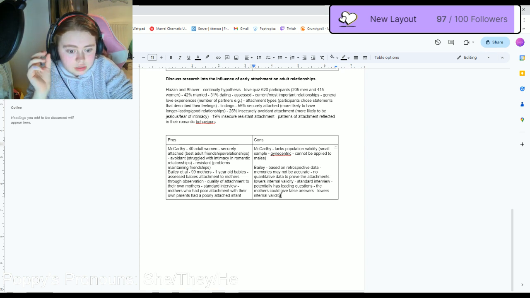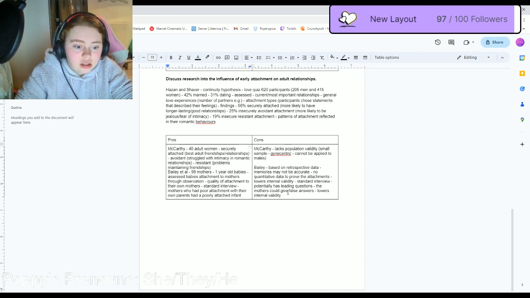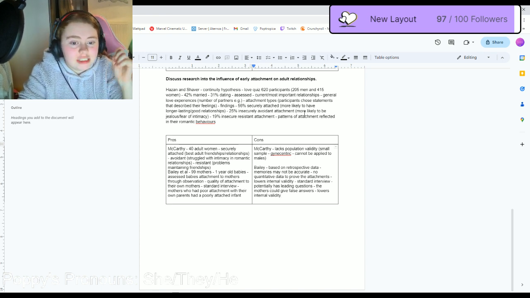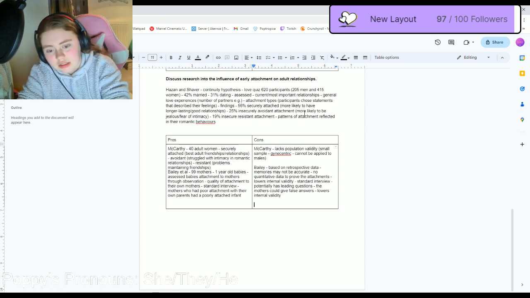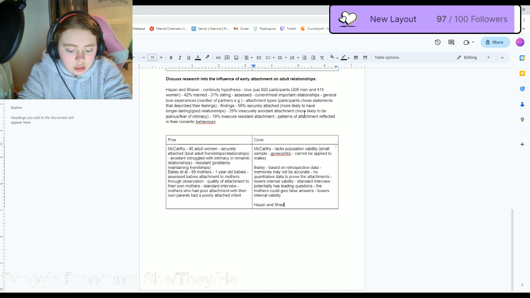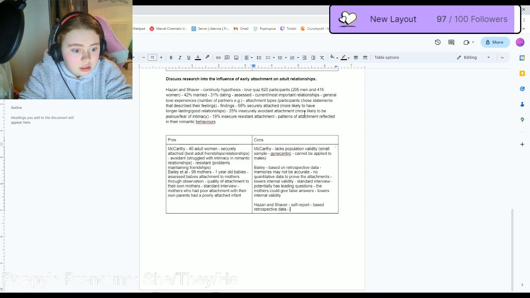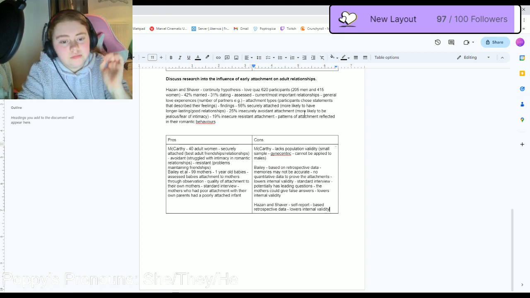Criticism, yeah. I haven't actually criticized this study yet because I cannot. Oh wait, all right, I can. Okay, so it's a self-report, right? So it's basically just the same point, just based on retrospective data. So memories may not be accurate even. And there's no quantitative data to prove the attachments, which lowers internal validity.